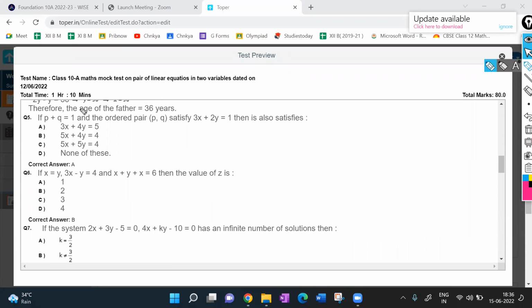It is a very simple question. Look at it, P plus Q is equal to 1, and the ordered pair P comma Q satisfies this one, and then it also satisfies what? Checking the option, that's it. Look at this here. Let me tell you one thing. How many have solved this question in the easiest way?